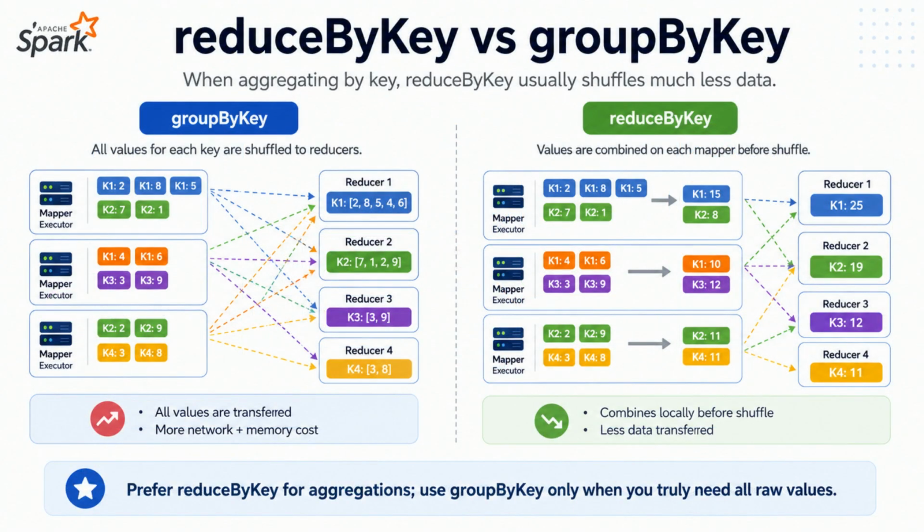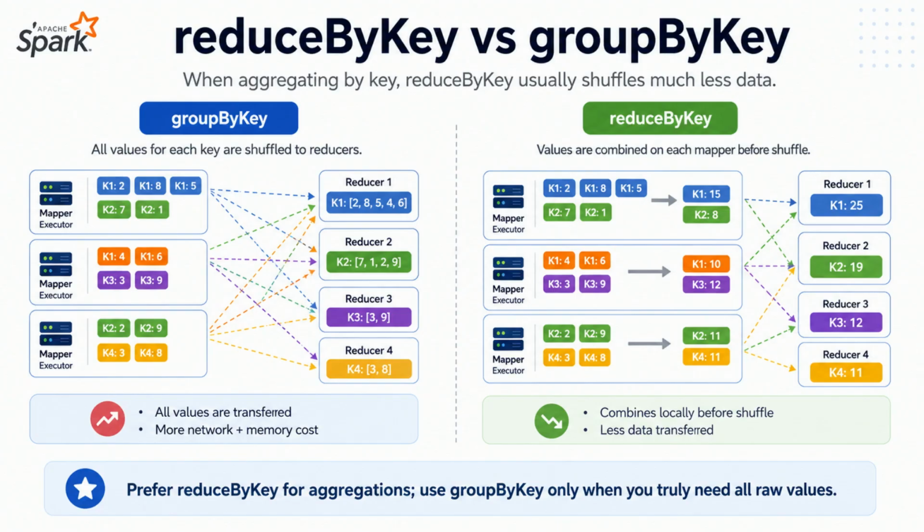When aggregating data by key, reduceByKey is usually much more efficient than groupByKey. This is because groupByKey requires Spark to transfer all values associated with each key across the network to a single reducer, which can be very costly in terms of both time and resources. For example, if a particular key appears in many partitions, all the raw values for that key are first collected and then sent to the reducer. This process can create a significant amount of network traffic and put a heavy load on memory, especially when certain keys have a large number of associated values.